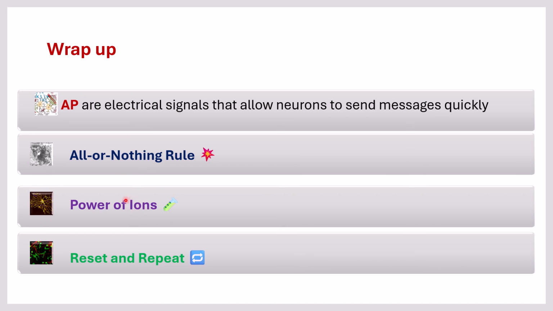Also, in neurons, sodium and potassium ions move across the membrane and create the charge changes that drive an action potential. And the neurons also need to reset and be able to repeat the action potential. After firing, neurons quickly reset with the help of ion pumps and channels, and get ready for the next message.